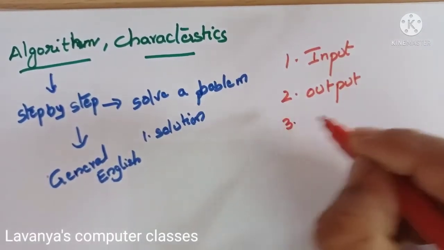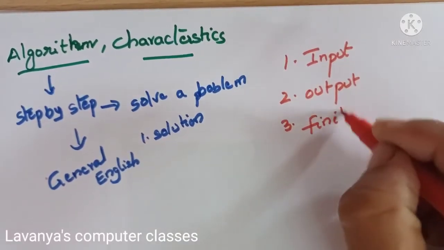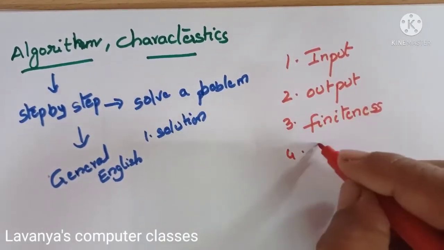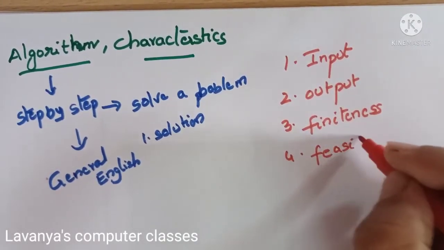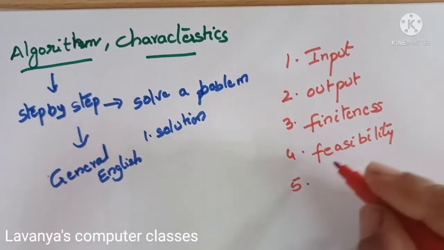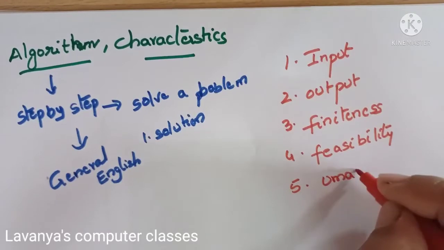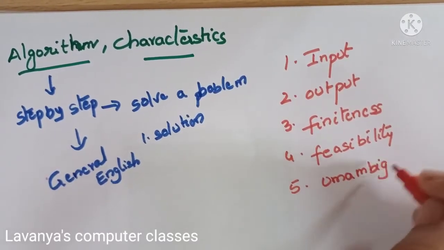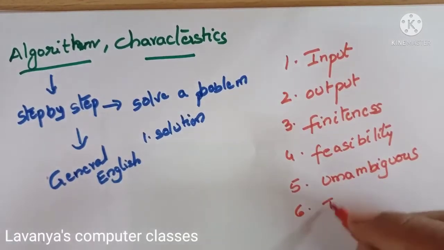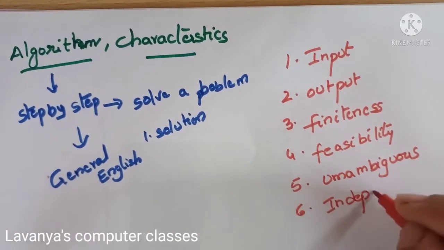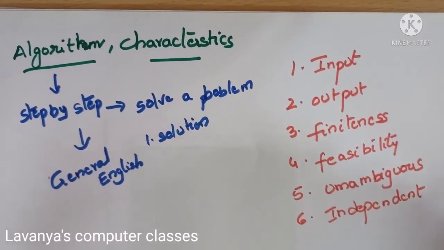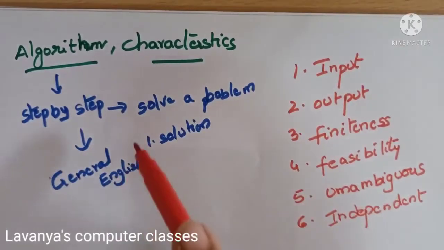So the characteristics are: first one is input, second one is output, third is finiteness, fourth one is feasibility, next one is unambiguous, and the last one is independent. So these are all called characteristics of an algorithm. If you are writing any algorithm, the algorithm must contain these elements.